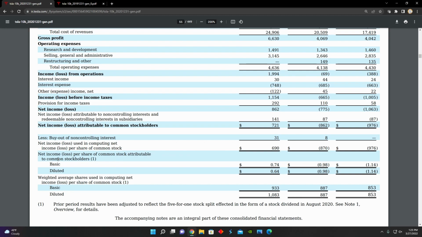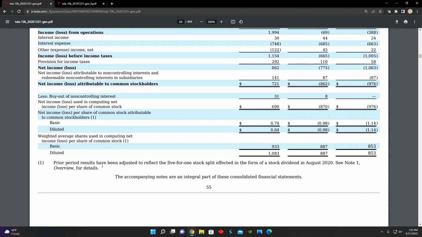Then right down here, we see net income per share of common stock attributable to common stockholders. And we see right here, it's broken up into two parts, basic and diluted. The basic earnings per share is just the earnings per share calculated by taking into account the outstanding common shares. But the diluted earnings per share is an amount of earnings per share that doesn't just include the common shares, but also includes convertible debt securities and also options, warrants, and things like that.